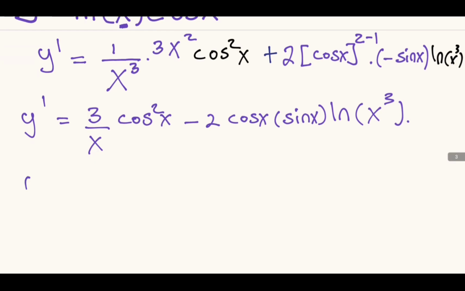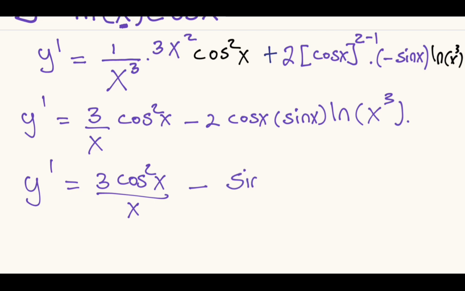So we can simplify this further. So we have 3 cos squared x divided by x, minus the 2 cos x sin x. We can rewrite it as sine of 2x multiplied by ln of x cubed, or you can just leave it as minus 2 cos x sin x.